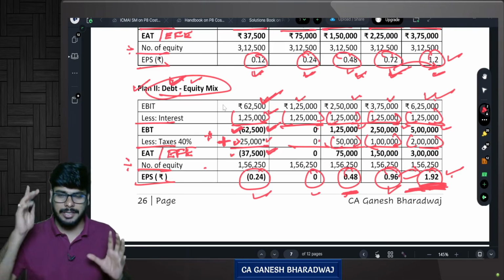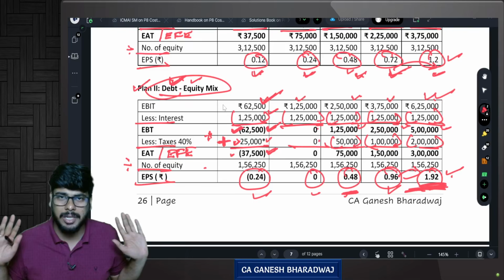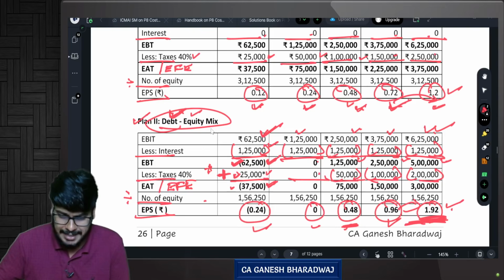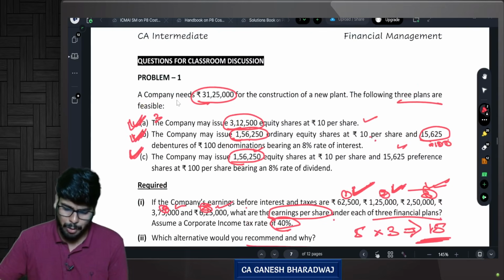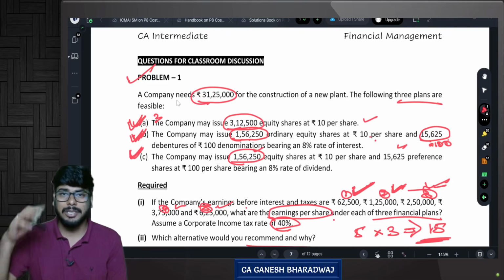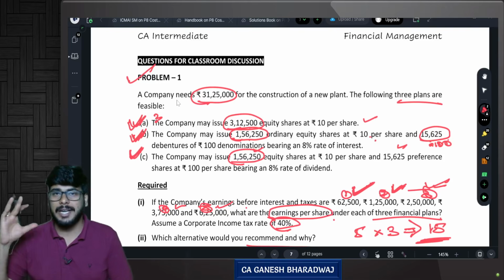Open-ended conclusion. Don't say this is always the best. Fine. For a favorable economic condition, yes, looks like this is what is the best. Are you clear with this? You just leave it there. Fine, guys. Are you all clear with this? Yes. So now that's about this particular question. Calculation of EPS for 3 plans. Under that, 5 different EBITs were given, and we did that. Are you clear with this?